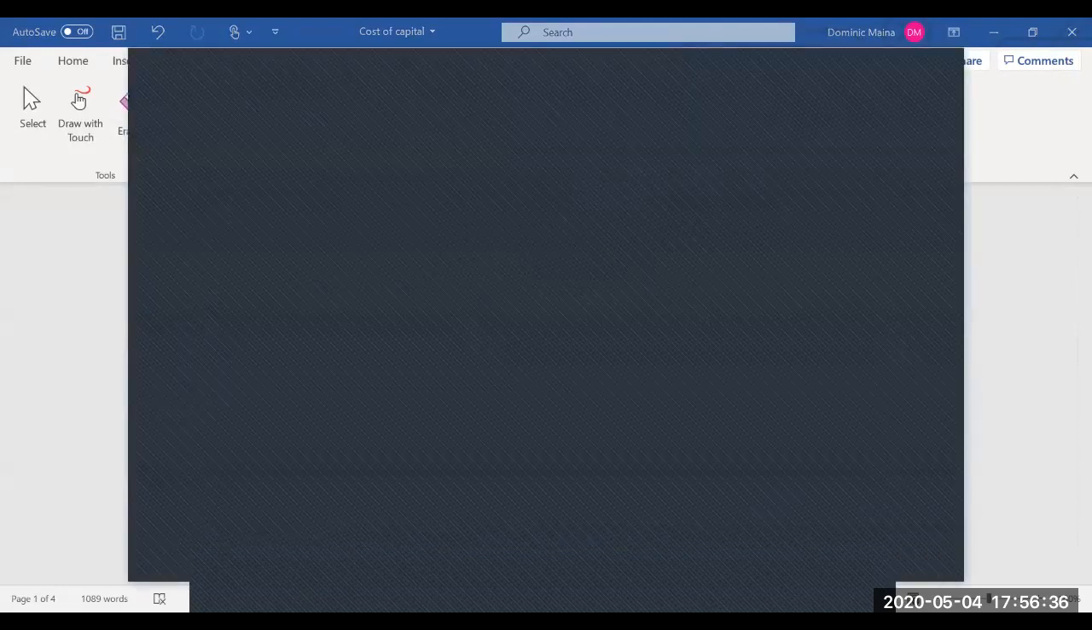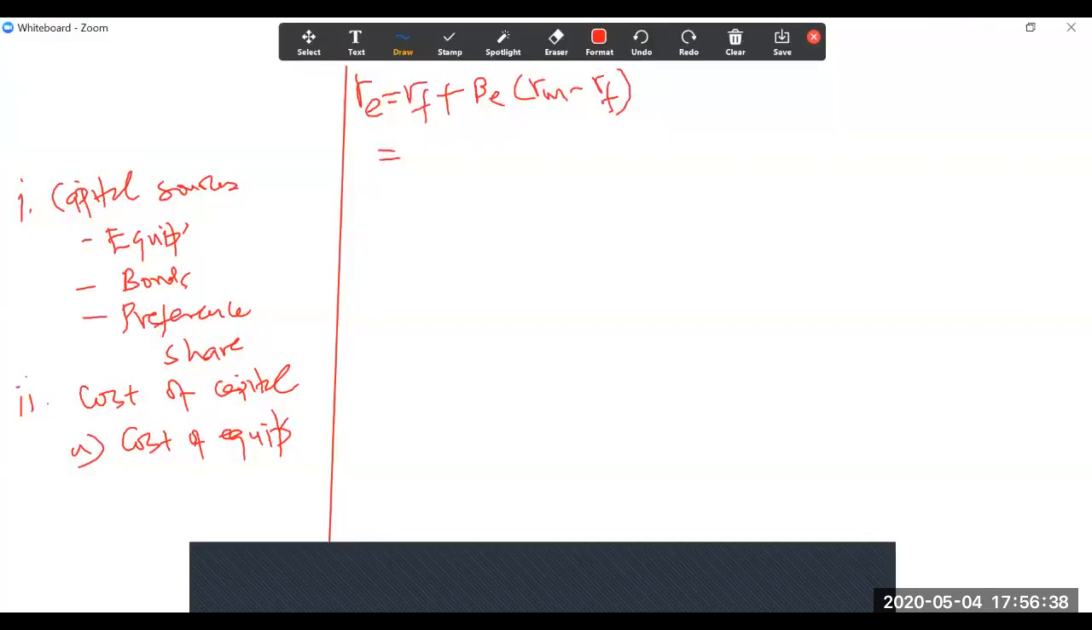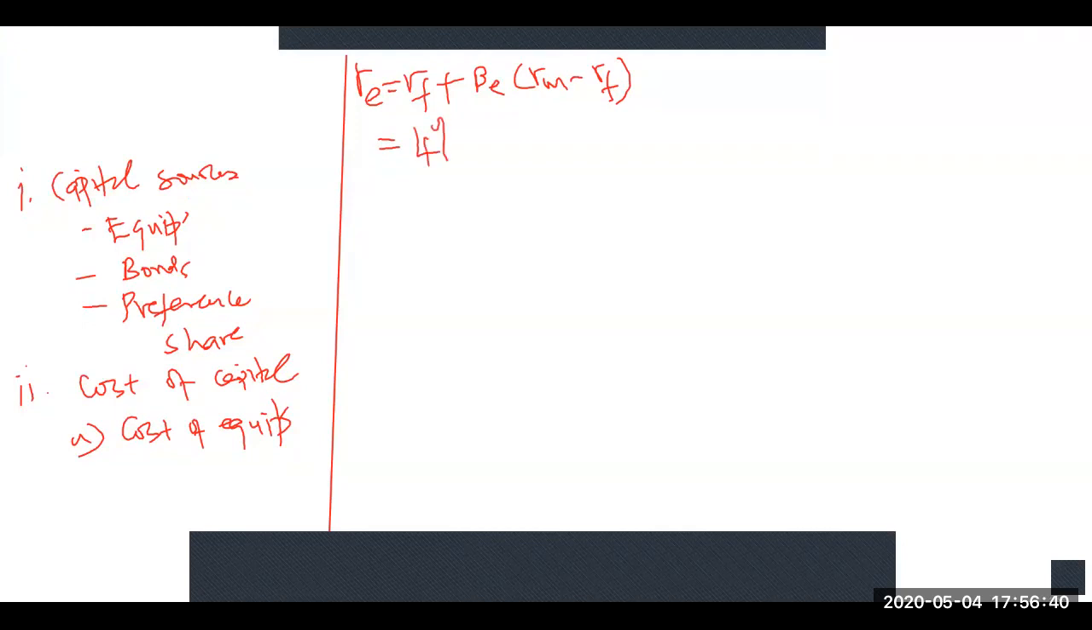So they have all the information we need in order for us to apply the model. Risk-free is 4%. The equity beta for this particular stock is 1.2. The return on the market we have not been told. However, we are told the equity risk premium.